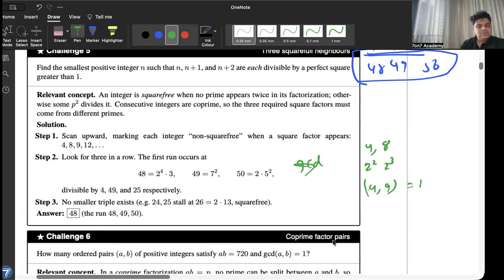GCD means greatest common divisor. If I have 8, 10, and 12, what would be the GCD of these three numbers? Isn't it 2? Yes, it means that each and every number is divisible by that number. Okay, so that is GCD.